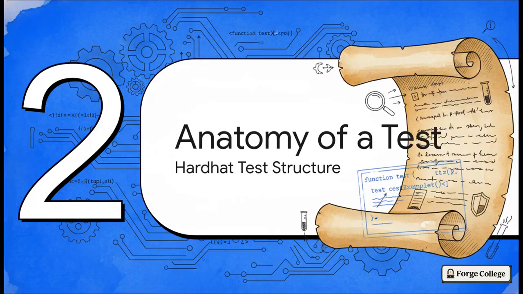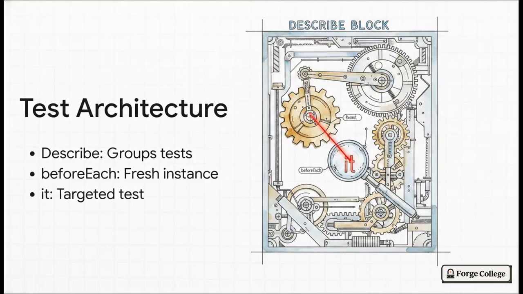Moving on to Section 2, Anatomy of a Test. Let's unroll an ink draft of a Hardhat JavaScript test and dissect its structural components piece by piece, just so we really understand the framework we're operating in here. You know what's really interesting here? It's how simple the architecture actually is once you sketch it out.